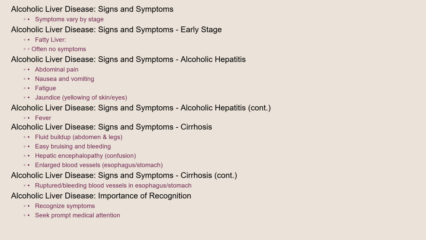In advanced stages like cirrhosis, symptoms can include swelling in the abdomen and legs due to fluid buildup, easy bruising and bleeding, mental confusion or disorientation known as hepatic encephalopathy, and enlarged blood vessels in the esophagus and stomach, which can rupture and bleed. It's crucial to recognize these symptoms and seek medical attention promptly.